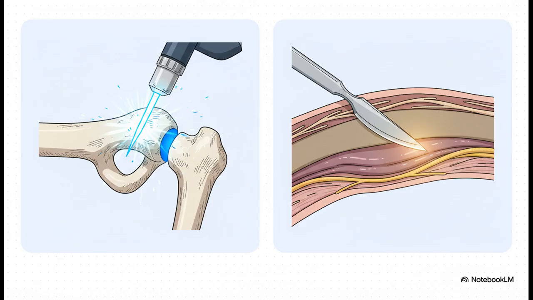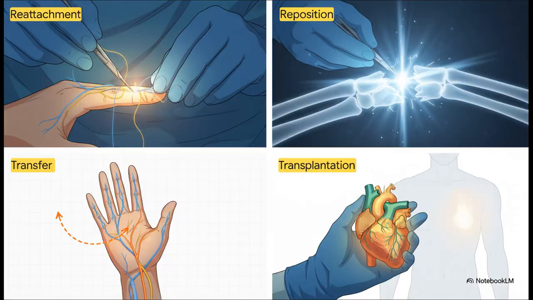A division is simply cutting into a body part. Think of an osteotomy, where a bone is cut so it can be realigned. But a release, totally different objective. The goal there is to free something from a constraint. Like with carpal tunnel release, the surgeon cuts a ligament around the nerve to get rid of that pressure. See the difference?